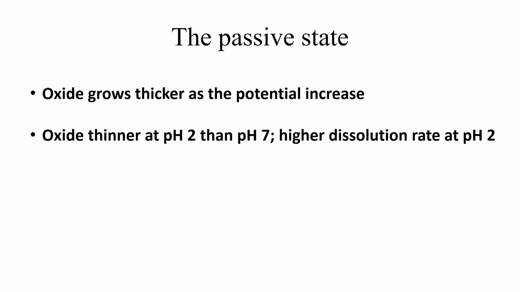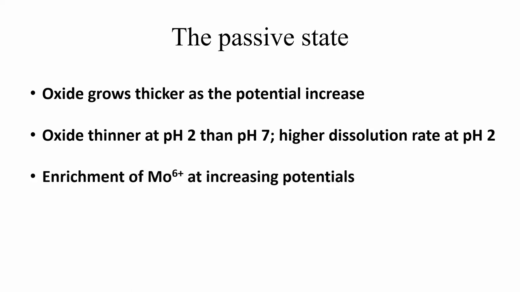Now, the theory is that at pH 2, the dissolution rate is higher as compared to pH 7. So there's an equilibrium between formation and dissolution. This is coming from corrosion science. So this is, let's say, a very active oxide film during these conditions, and there's an enrichment of molybdenum 6+ at increasing potentials.